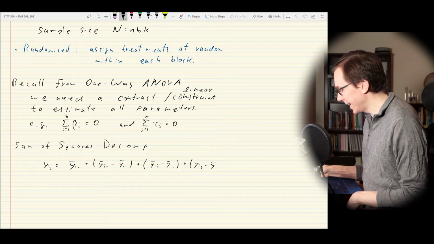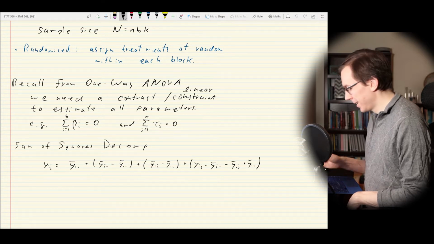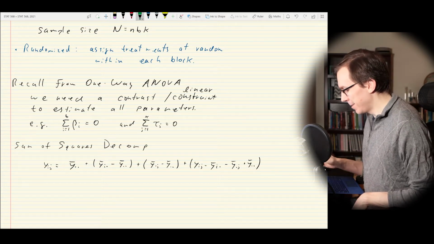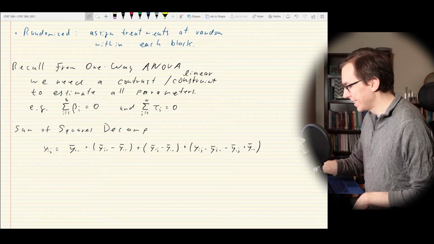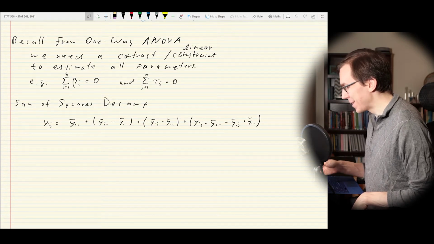Anyway, so we have something that's going to look like this very long, drawn out equation. And I think, oh yes, good, everything should cancel out. Otherwise, I missed a term. Right, so this is our big sum of squares decomposition. Well, it will be once I square it and sum it.